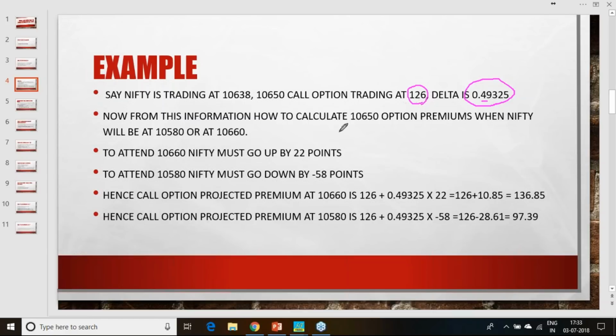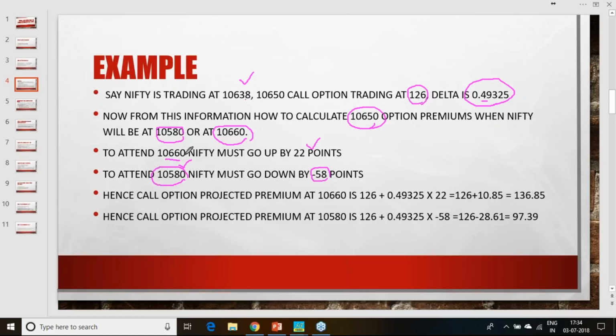Now from this information I have to calculate the 650 call option premium when Nifty is at 10,580 or 10,660. Currently it is at 10,638. If I think Nifty can go up by 22 points or fall by 58 points, what will be my option premium? To attain 10,660, Nifty has to move up by 22 points, and to attain 10,580, Nifty must go down by 58 points. This is a very simple calculation.